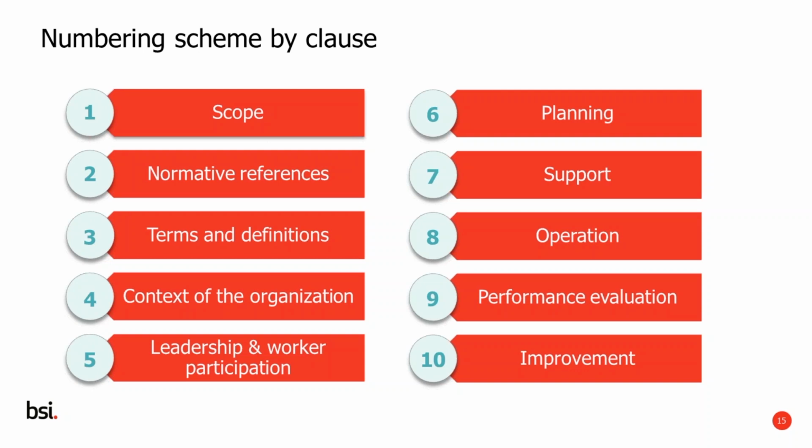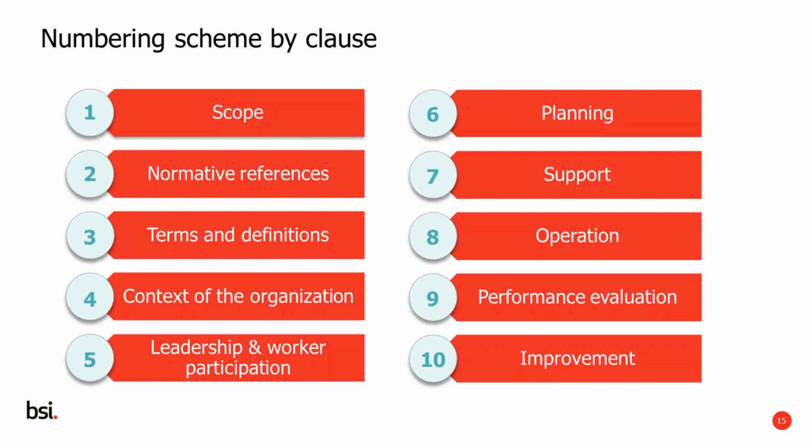And then clause 3 looks at terms and definitions, and there are a lot more terms and definitions used in 45001. In 18001, there are 23 terms and definitions, whereas in 45001, there are now 37. And then clause 4 all the way to clause 10 are what we call the core clauses. Those are the clauses that contain all the detailed requirements that your management system will need to meet in order to be certified against 45001.